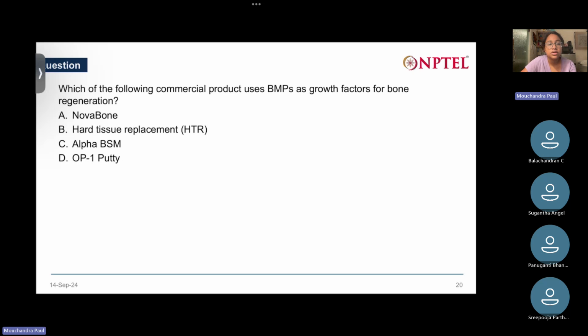This is the next question. Which of the following commercial products uses BMPs as growth factors for bone regeneration? So these are the names of some commercial products which are used in clinical settings, and a few of them here also, more than one is correct. So one or more of these commercial products use BMP as one of the constituents.